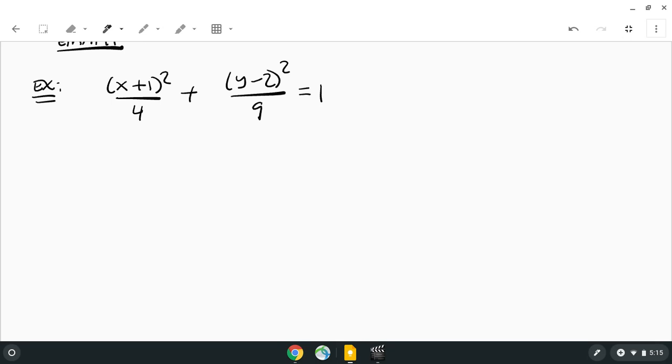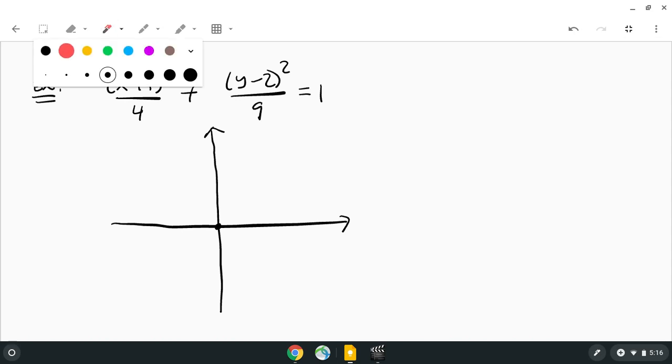When you graph this, hopefully you've gotten so used to doing the graphs when they're centered at 0, 0 that you don't even have to write down the information. You can just do them. So let's do the one where it's centered at 0, 0. I'll do it in red, and I'll do the final one in black.